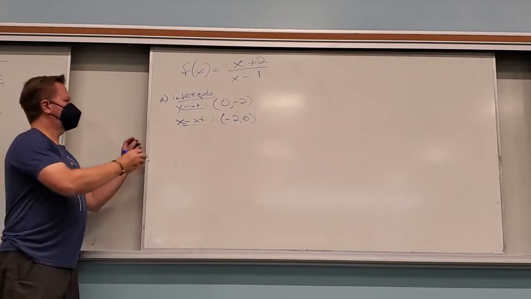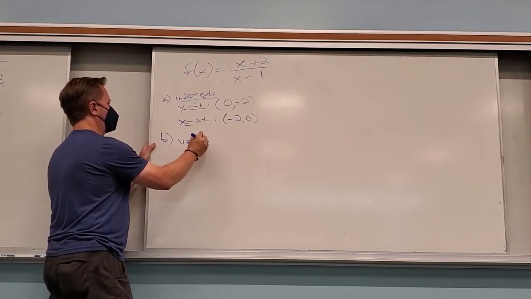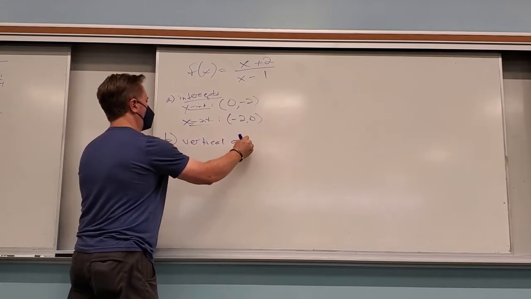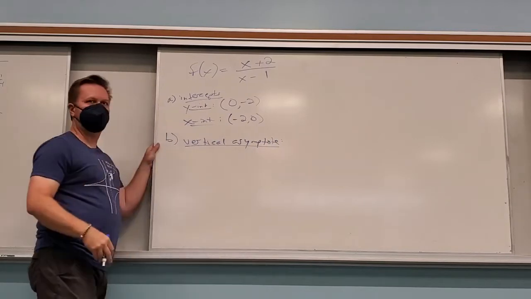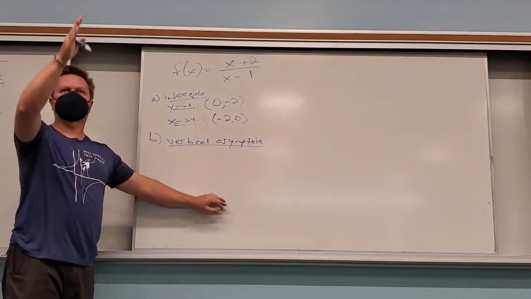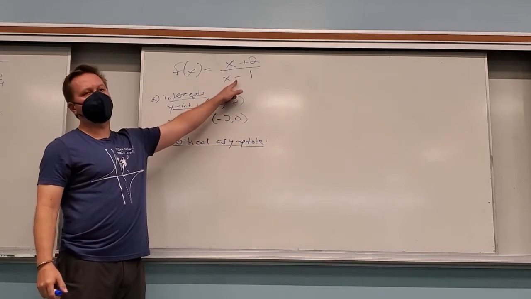Can somebody see, just by looking at this, what the vertical asymptote is? x equals 1, I love it. So there's going to be a wall at x equal to 1, because that's the value I can't use.